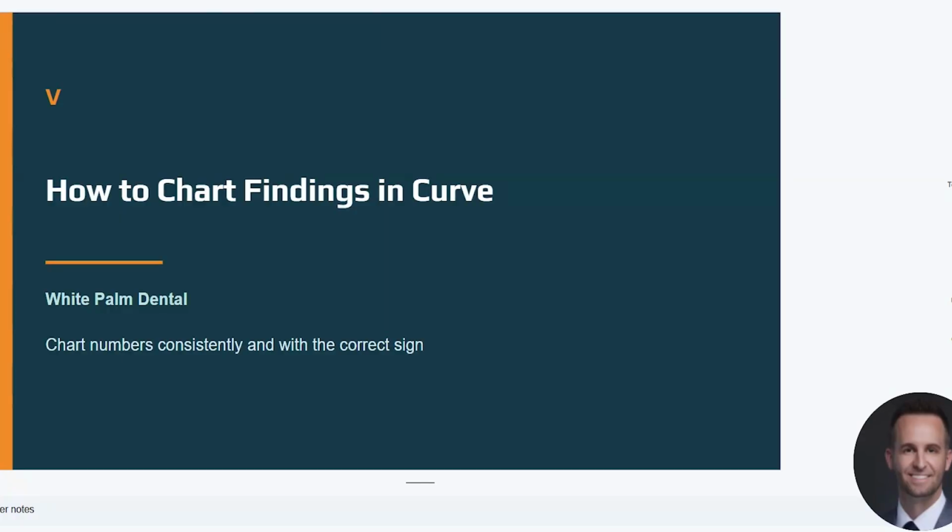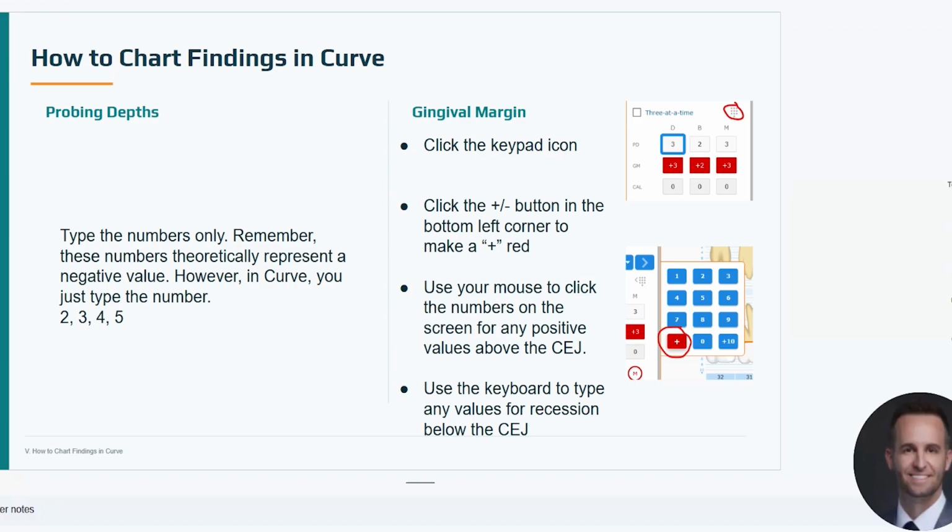So how do we chart the findings in Curve? Well, probing depths, it's easy. All you have to do is type the numbers. Now remember, these numbers theoretically represent a negative value. However, in Curve, you just type the numbers. So if the probing depth is 2, you're going to do 2. Curve is making it easy for you because they know that you don't want to have to type in a negative every time. It's hiding in there.